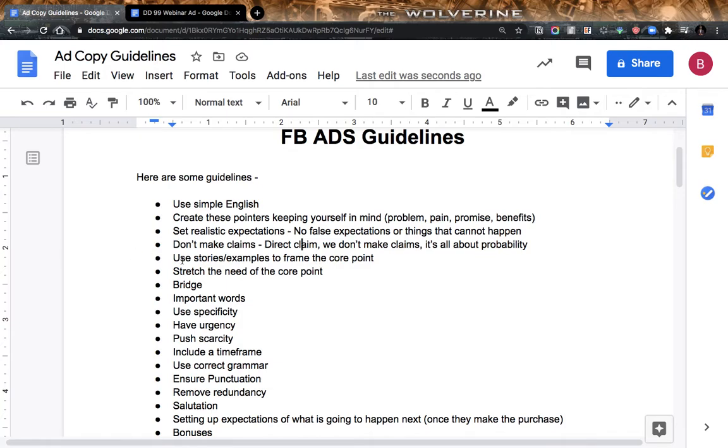Okay. Use stories or examples to frame the core point. Again, core point can be problem, pain, promise, or benefits. That's going to be the core point. Okay. Stretch the need of the core point. Again, core point can be problem, pain, promise, and benefits. Bridge between, again, problem, pain, promise, and benefits. So always the transition should be smooth.